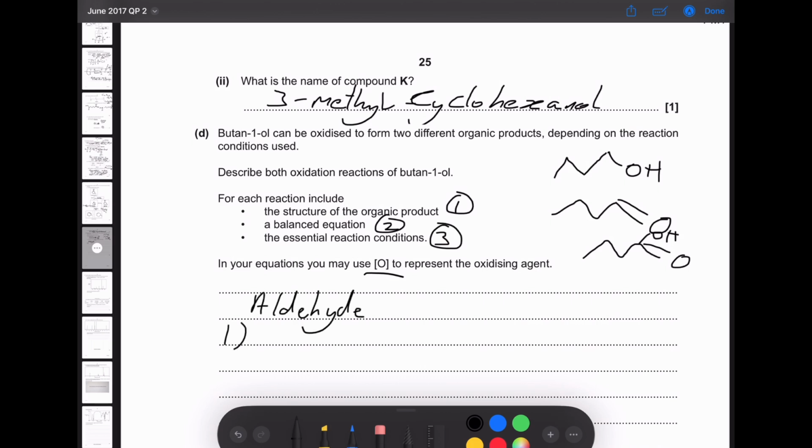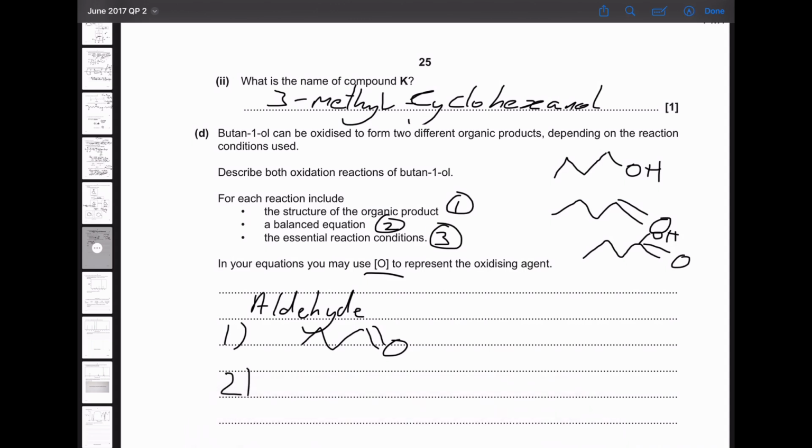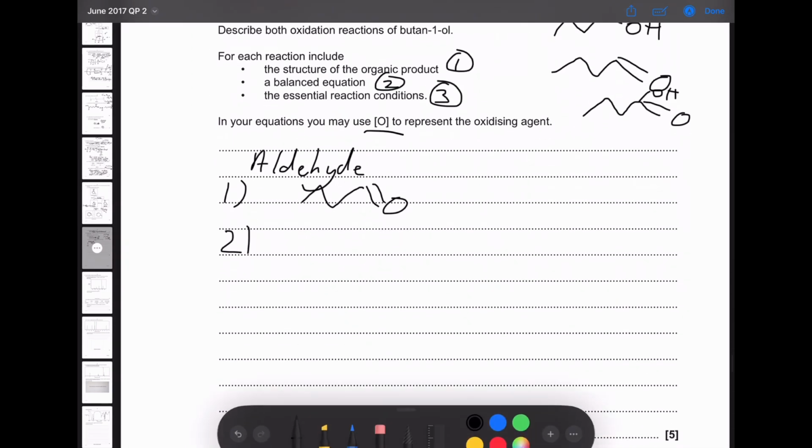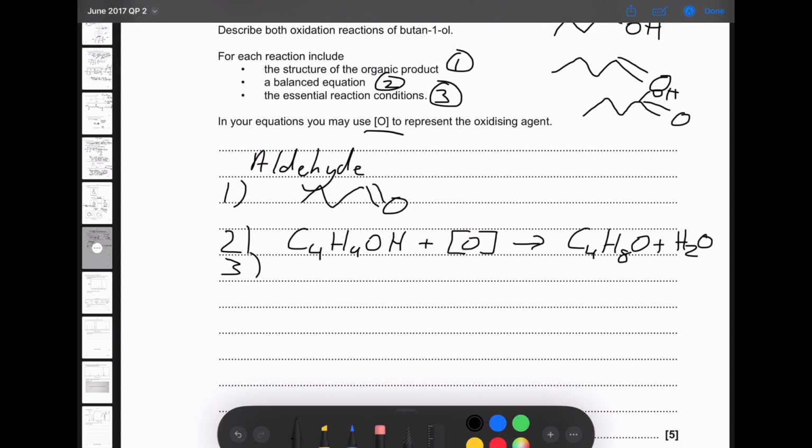So part 1, the structure of the organic product. Well, we've just done this. 3, 4, and then double bonded to the O. Part 2, a balanced equation. So we're going to take our C4H9OH, react it with our oxidizing agent, and that's going to give us our aldehyde, which is C4H8O, plus H2O, and is that balanced? Well, we've got 4 carbons, 10 hydrogens, and 2 oxygens on both sides, so yeah, that's balanced. And then part 3, the essential reaction conditions, where we need to distill it.